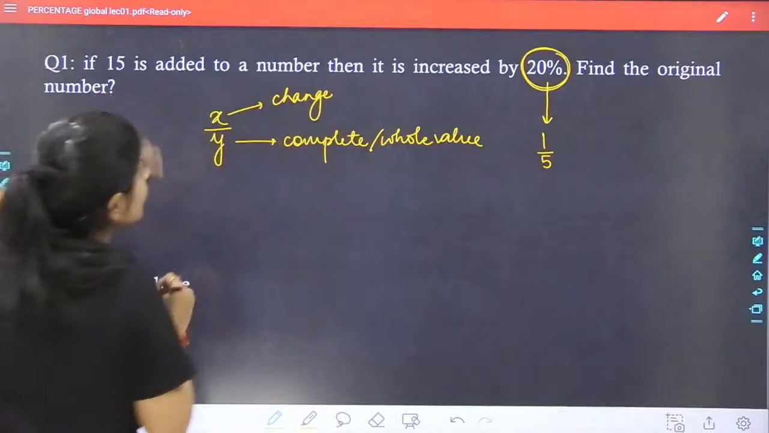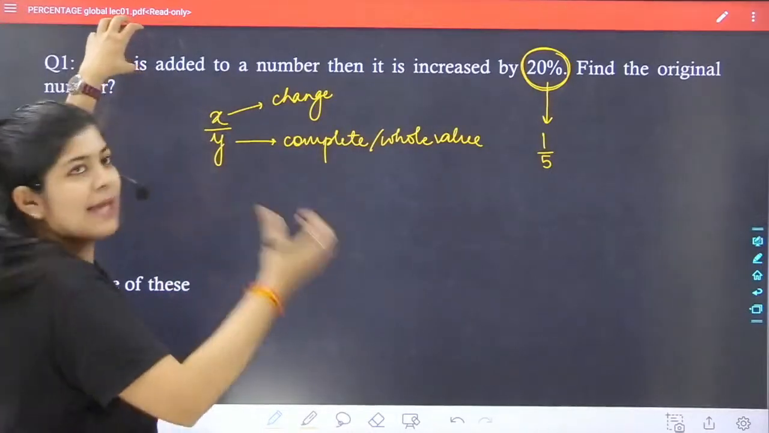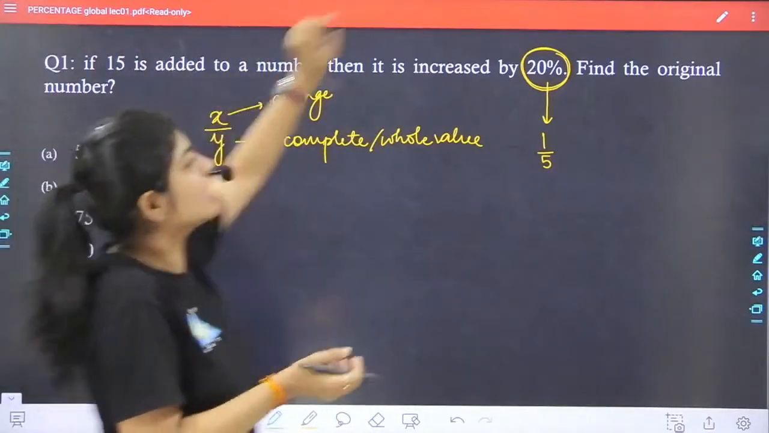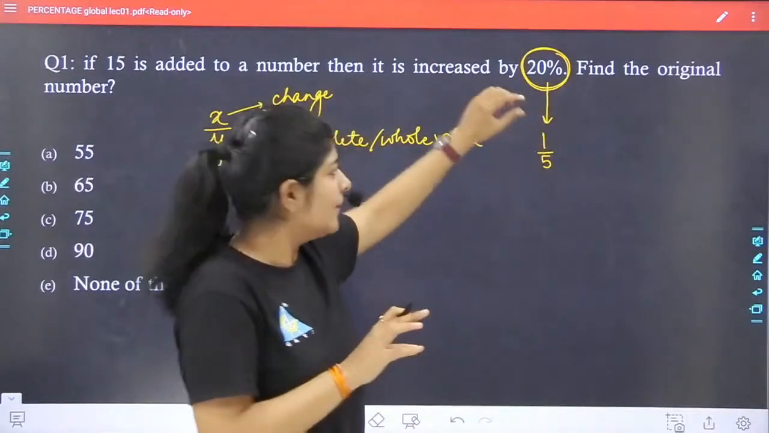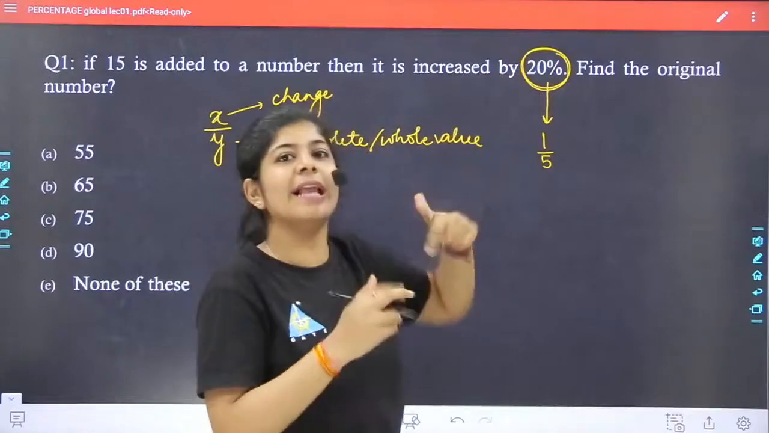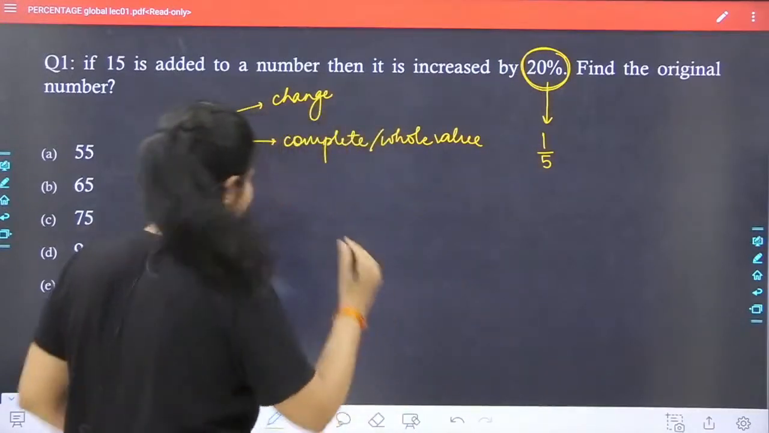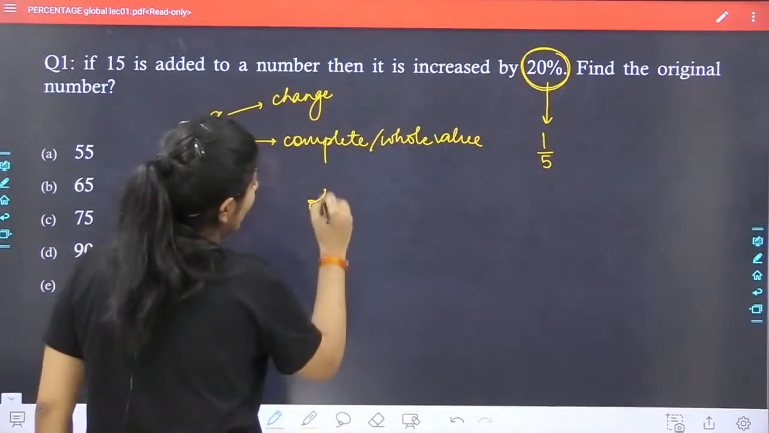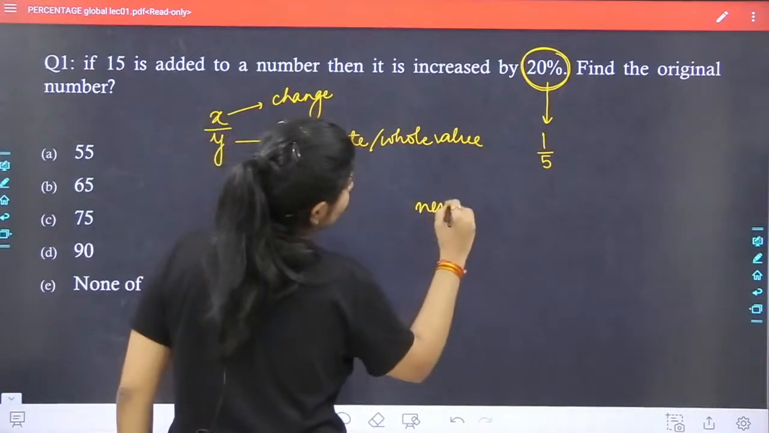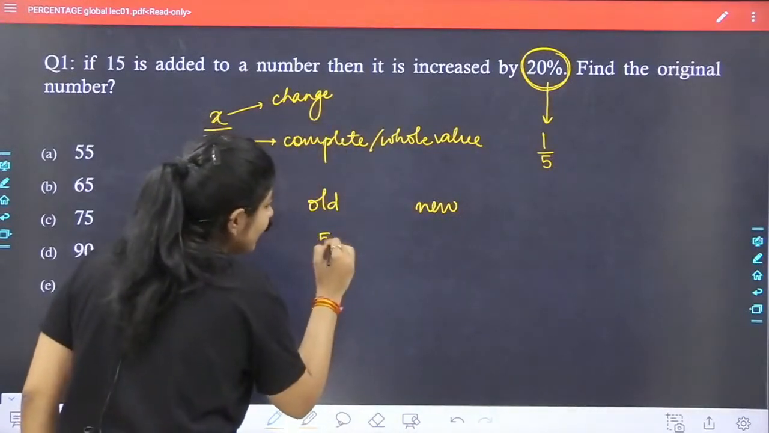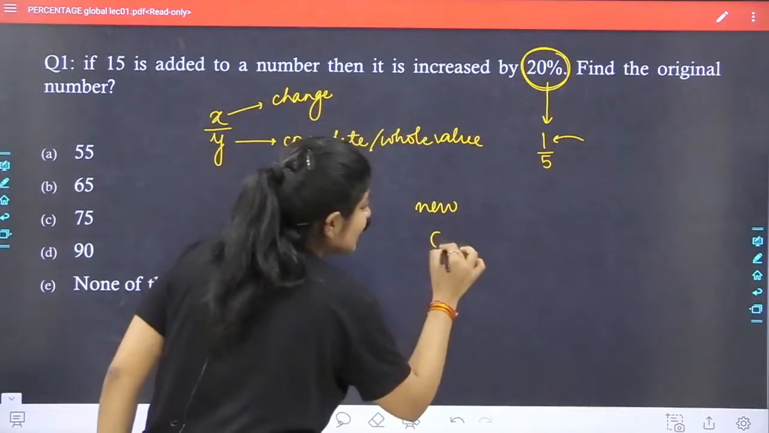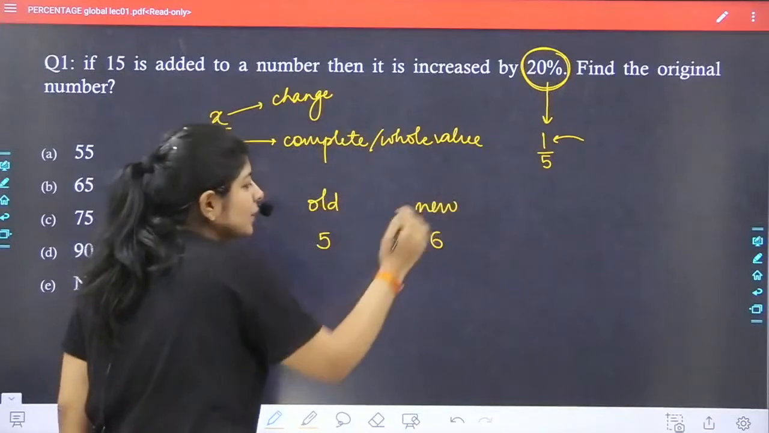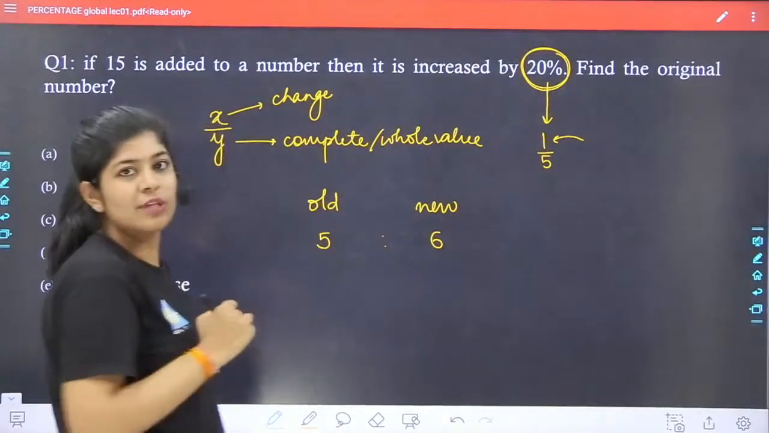Now, if I add 15 to some number, it is increased by 20%. If I am having 5 as my number, it is increased by 1 and I'll get 6 as the answer, right? So here we will take the old number and the new number. The old number is 5 and it is increased by 1. That means the ratio between the old number and the new number is 5:6.